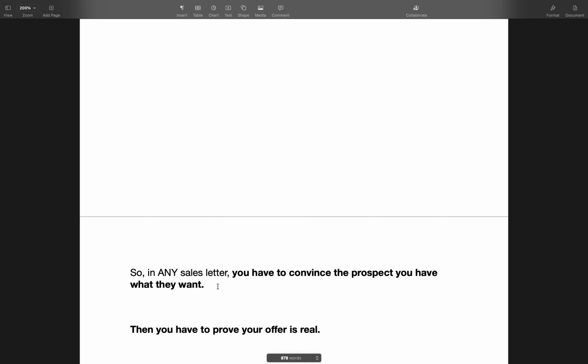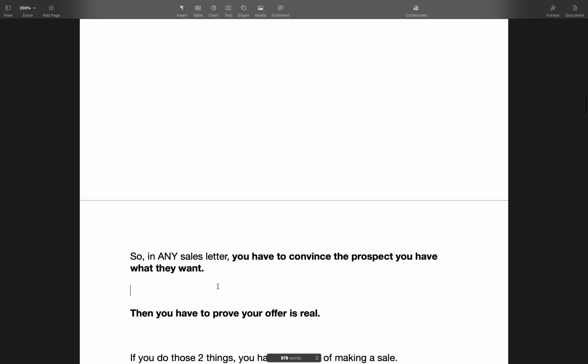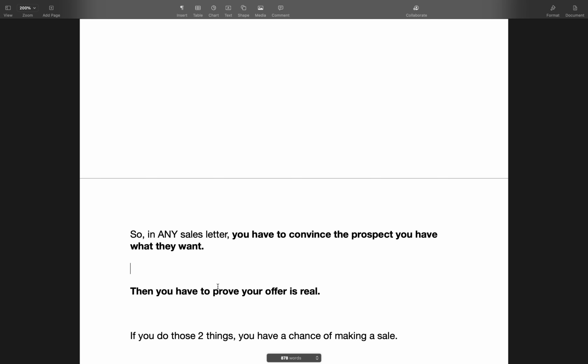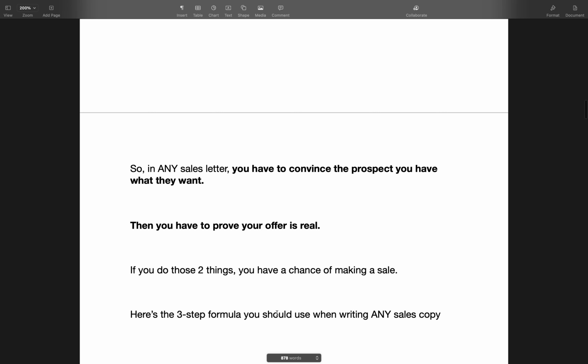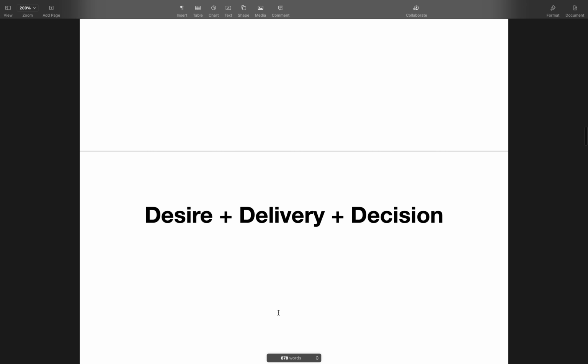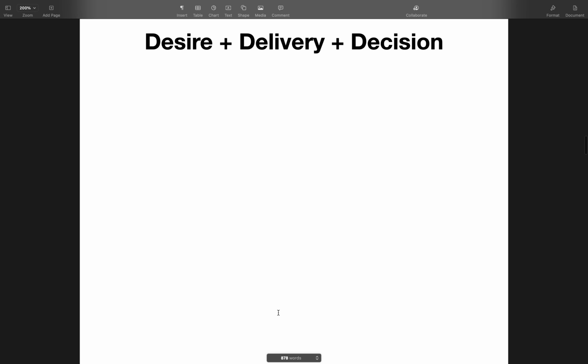Next, in any sales letter, you have to convince a prospect that you have what they want, and then you have to prove that your offer is real. And if you do those 2 things, you have a chance of making a sale. And so here's the 3-step formula that you should use when writing any sales copy, okay? And that is desire plus delivery plus decision. Now I'm going to scroll down and go over this a little bit, but I'm probably going to scroll back up so I can draw, okay?